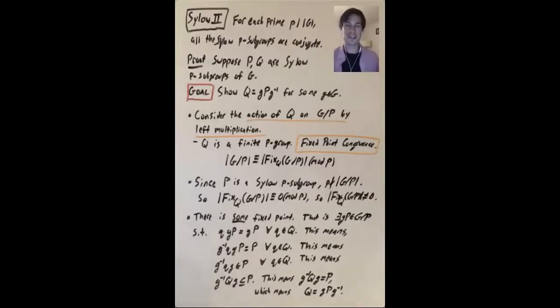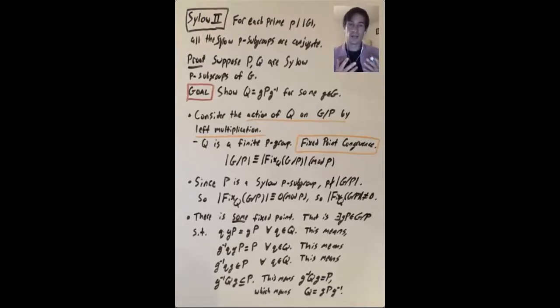The last thing that we'll do in this lecture is prove the second part of the Sylow theorems. What does that say, as a reminder? For each prime p that divides the order of G, all of the Sylow p-subgroups are conjugate to each other. From the first part, we know that there's always at least one Sylow p-subgroup. If there's exactly one, this doesn't say anything.